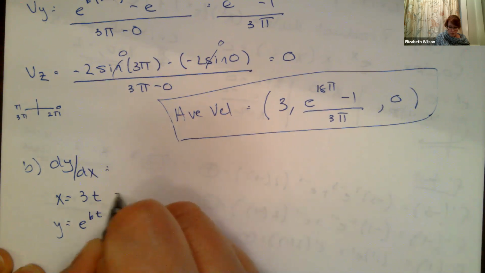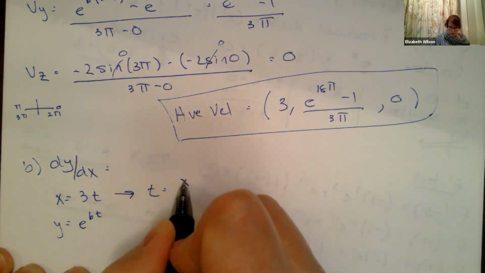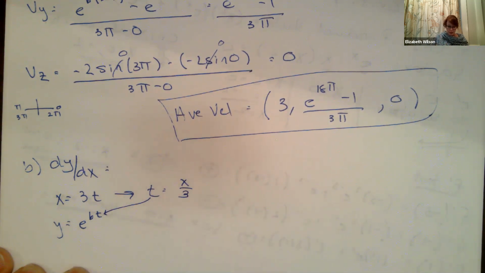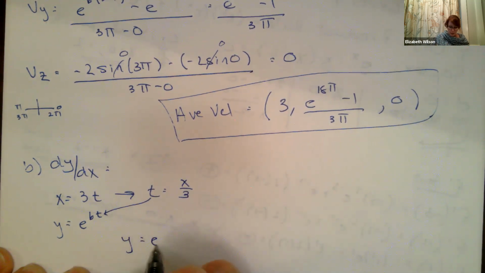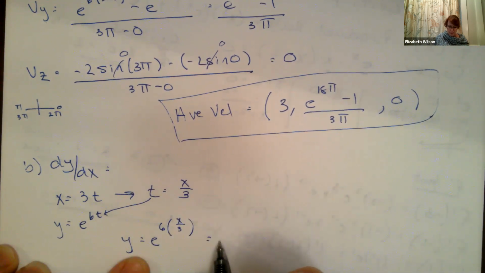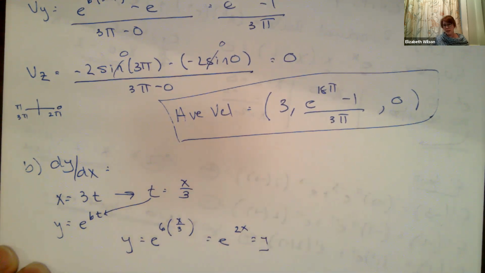So I need to solve for t equals x over 3. Then I'm going to take that t and plug it into here, right? So then I'm going to get y equals e to the 6 times x over 3, which is equal to e to the 2x. That's y. Now I take that derivative, right?